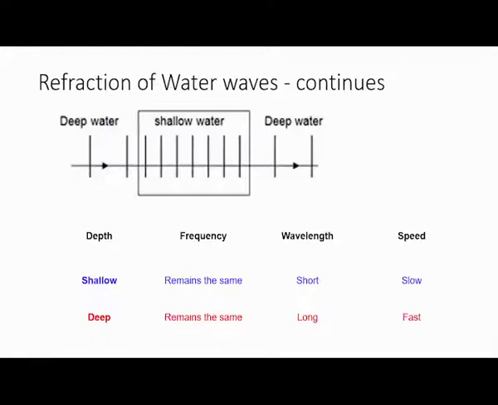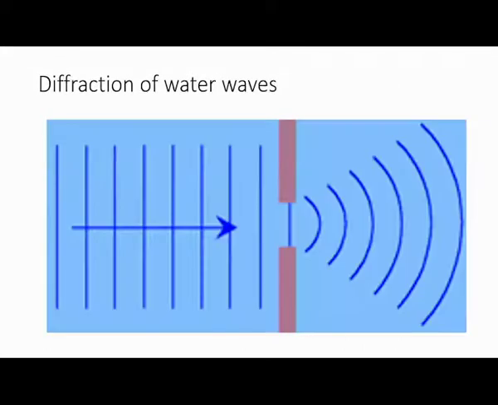From deep to shallow, the frequency remains the same. And then the wavelength from shallow to deep becomes longer. And then the speed also slows down, so students can just read this on their own.